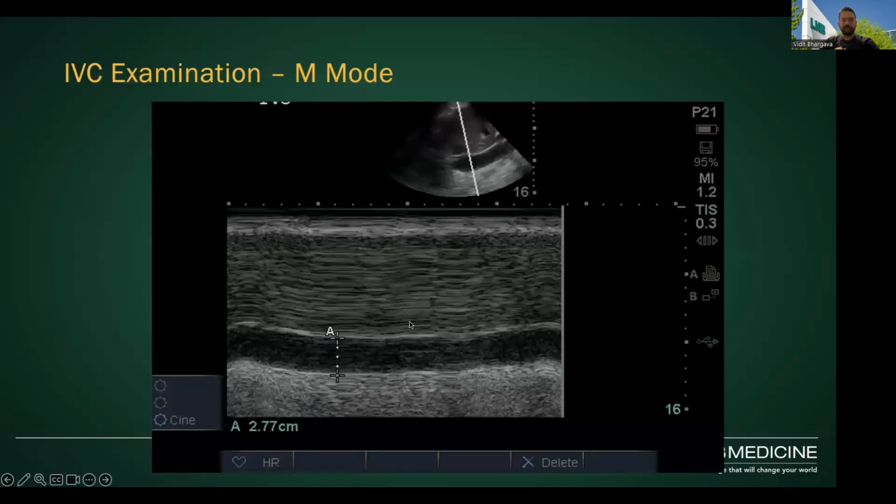This is an example of an IVC in M mode, which doesn't change very much. And so essentially we can take different measurements, but there's no change in diameter, so very minimal collapsibility.